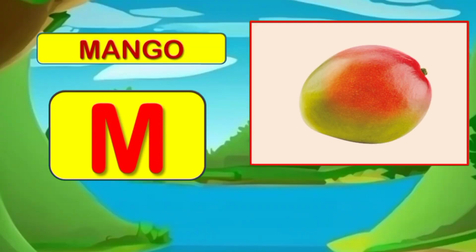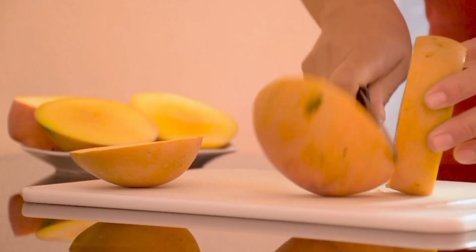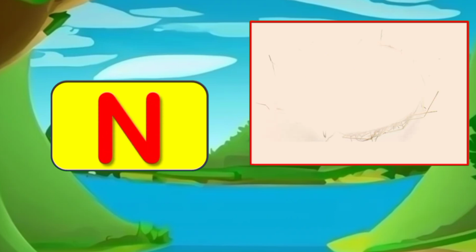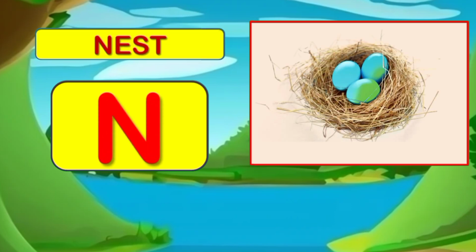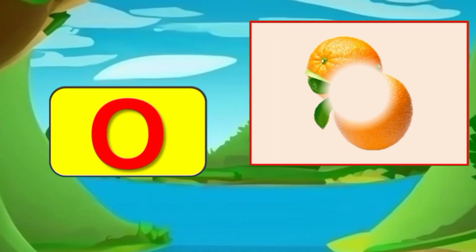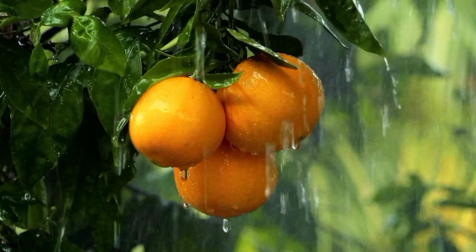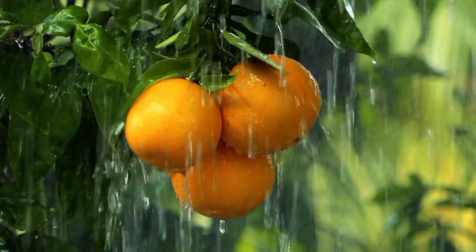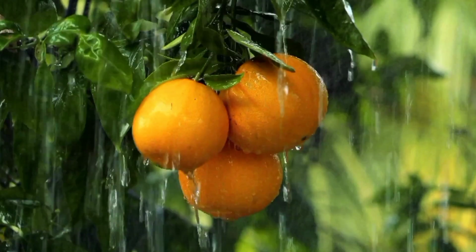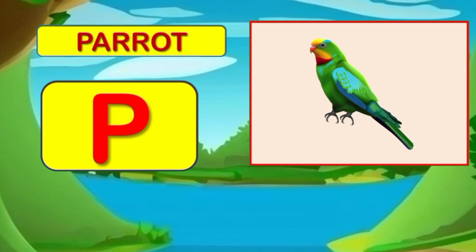M. M for mango. N. N for nest. O. O for orange. P. P for parrot.